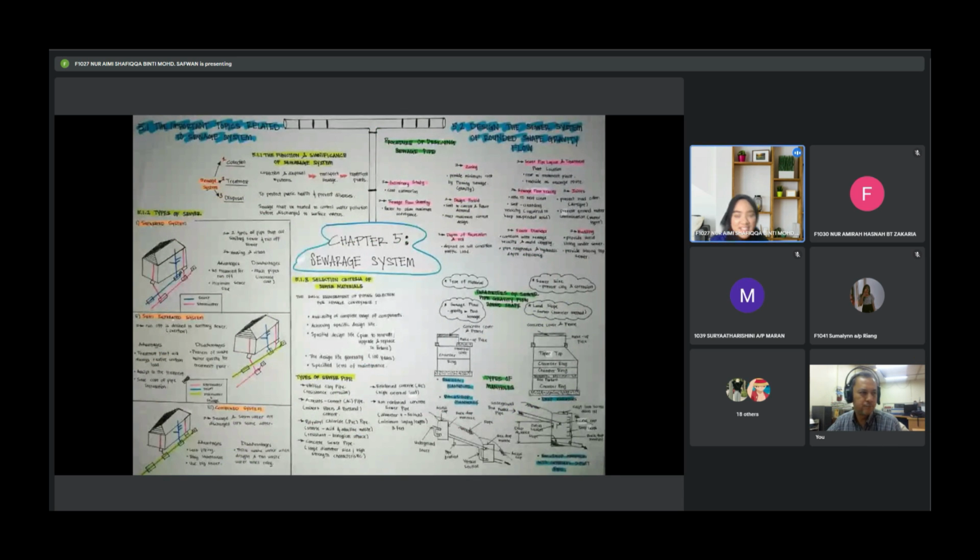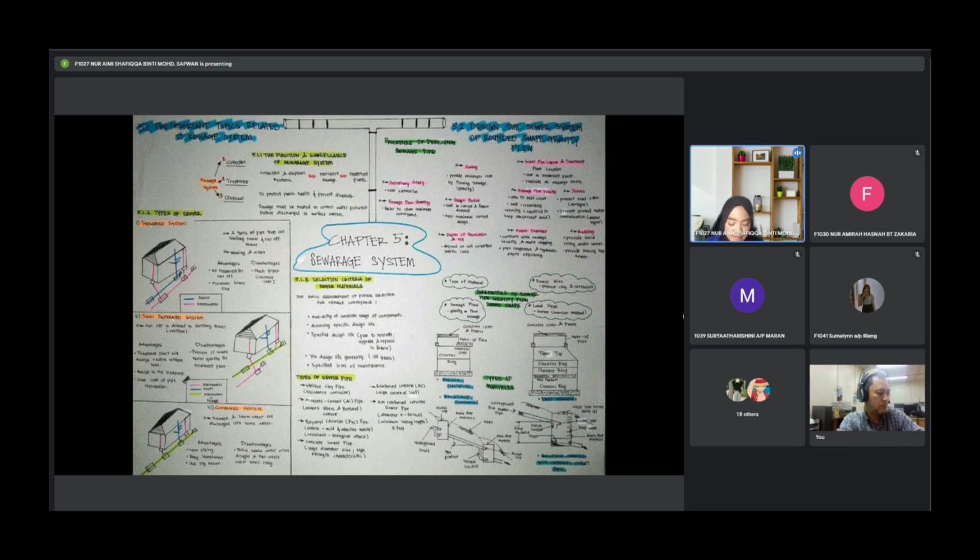Okay, we move to chapter 5, which is the sewerage system. It is divided into 2 subtopics. The first one is the important topic related to sewage system. There are 3 types of sewage system: the first one is collection, the second one is treatment, and the third one is disposal. For the type of sewer, there are 3: the first one is separate system, as you can see in the figure that I drew, the second one is semi-separate system, and the third one is combined system.